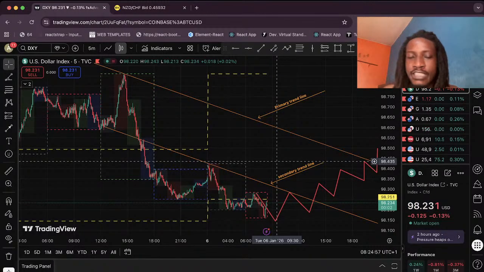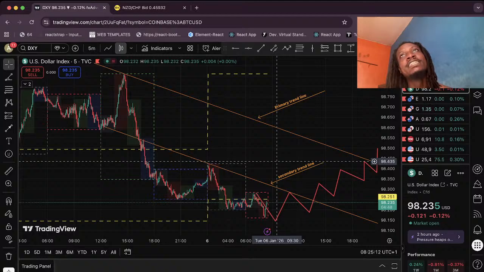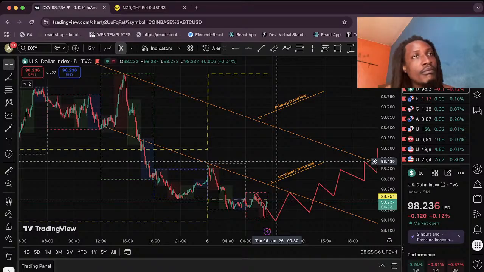Or let me use percentage, for example. What's the probability of price breaking the secondary trend line and hitting our TP? The percentage of that happening is, let's call it a 50-50. So there's a 50-50 chance that it will hit our TP, and a 50-50 chance that it will hit our stop loss. But when it comes to the primary trend line, what is the possibility that it will reach our TP against hitting our stop loss? Well, the probability of that happening is, I would say, 70-30. 30% that it will hit our stop loss, 70% it will hit our TP.